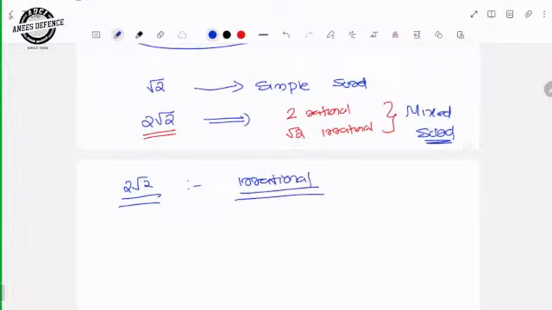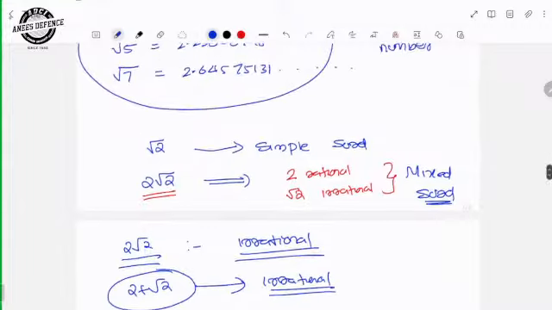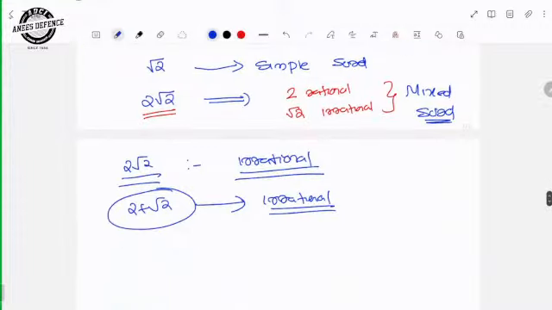So even though you mix with a rational number, if you multiply with a rational number or divide with a rational number, if you add with a rational number, if you subtract with a rational number, the final result will always be irrational. So that is the basic idea of surds.